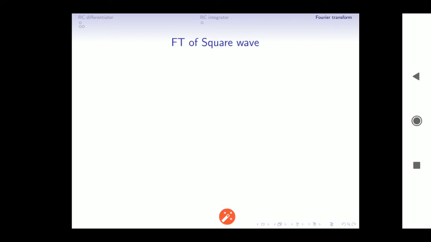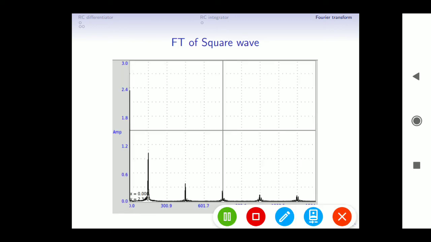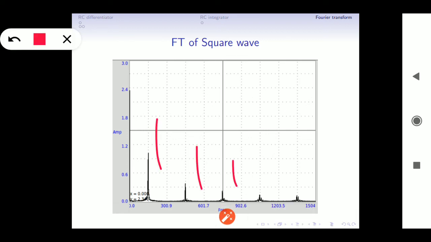Then the Fourier transform of the square wave. If you have studied Fourier series and how to analyze the square wave, you would notice that any square wave can be expressed as a series of sinusoidal waves. That's the actual essence of Fourier series. So if you perform the Fourier transform of a square wave, you should get a series of sine waves. That means you should get many delta peaks, like this one, this one, this one, and this one.